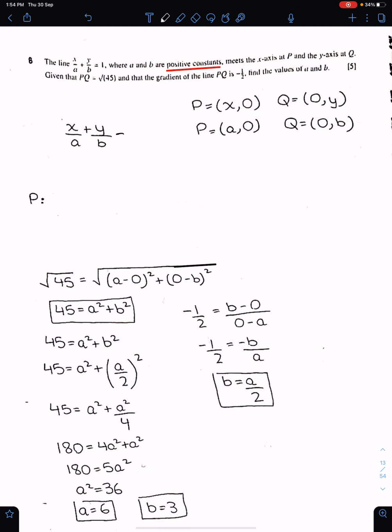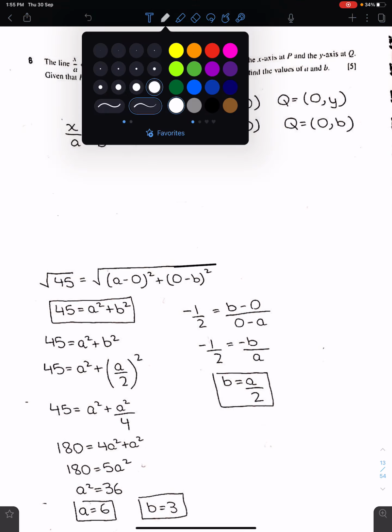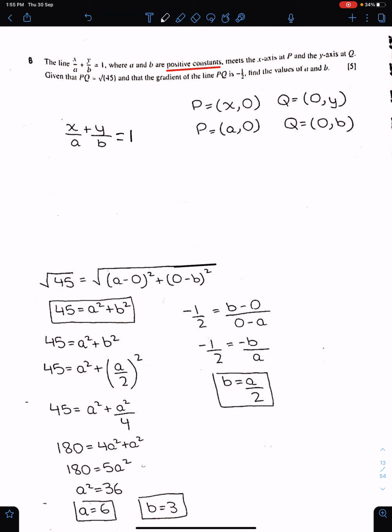See, for P, substitute y0. When you put y0 here, you'll get x upon a, 0 upon b, 1. Therefore, x is a. So the coordinates of P will be (a, 0).